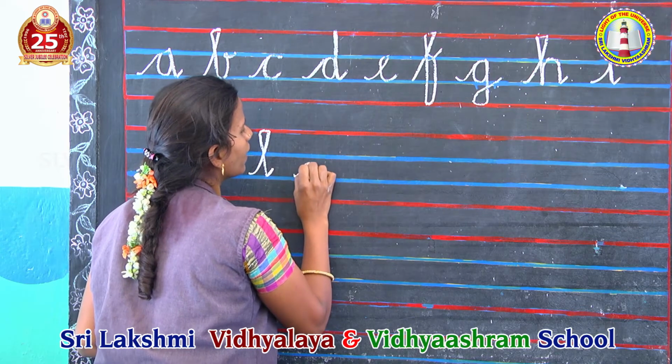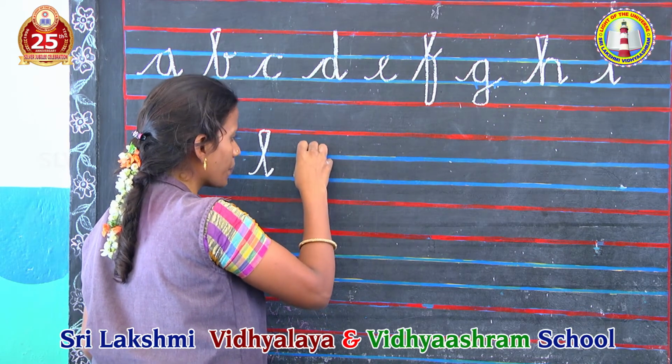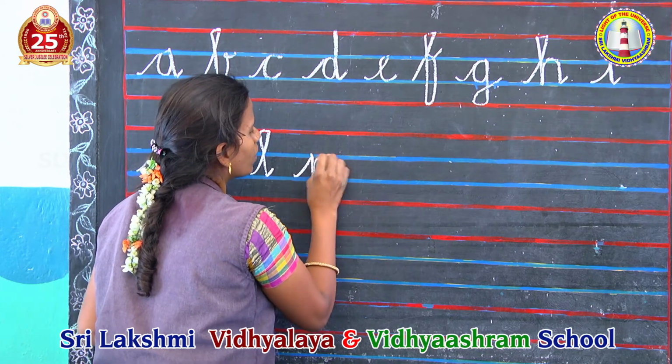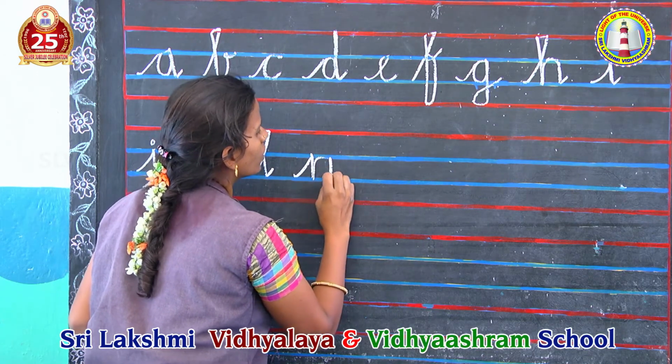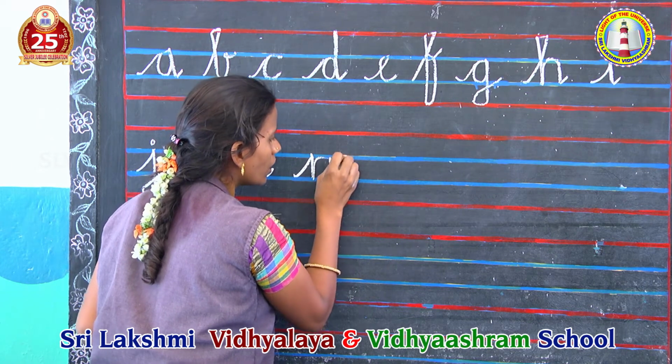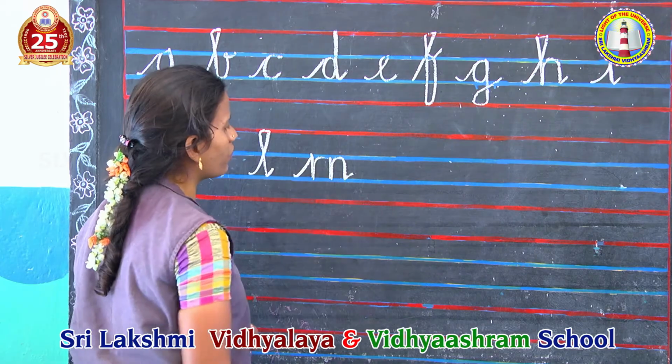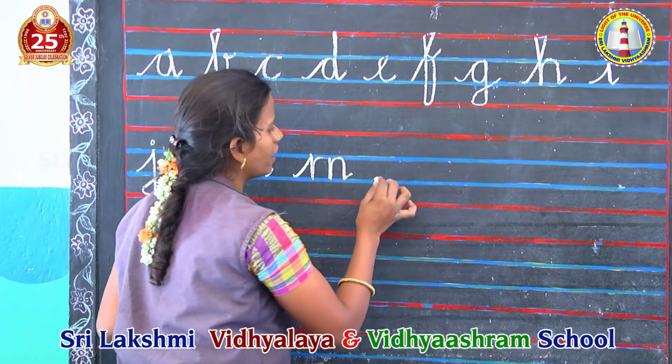Draw a stroke line to the middle of the line and then standing line. Make a curve and another one curve and then small slanting line. It's called M. We write the letter N.